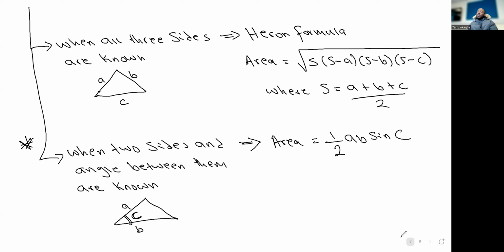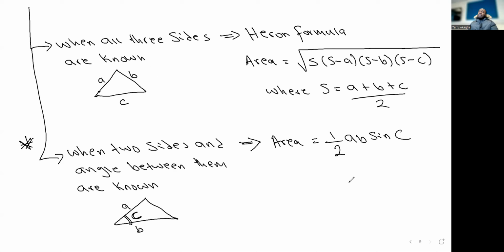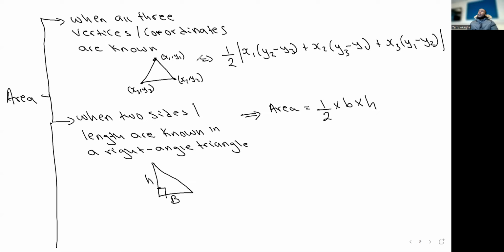So for this video series, I'm gonna just concentrate on the first three. I'll concentrate on when all the three coordinates are known. When it's a right angle triangle, you know the height and the base. And when all the three sides are known, then you have to use the Heron formula, all right? So that'll be that for this video. So in the next video, I'm going to start with when the three vertices are known, all right? I'm going to start with the first one.